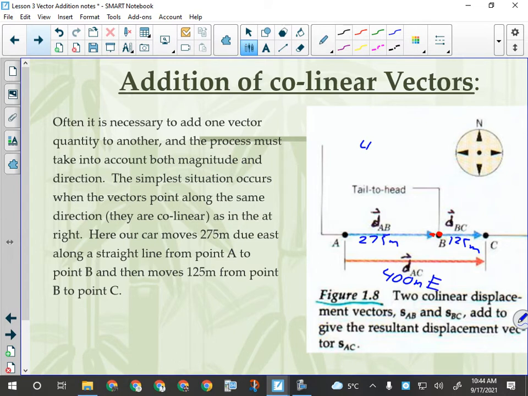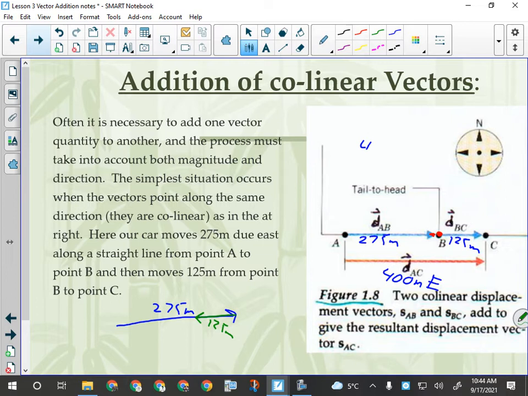Now, what if, instead of saying it went east 125 meters, what if we said it went west? So here's my 275. Where would I draw my 125 now if they turned and went 125 west? Kind of like in the opposite direction, but like still tail to head, so you put the bottom of it there and then go towards the left. Exactly. Okay, draw it like that.